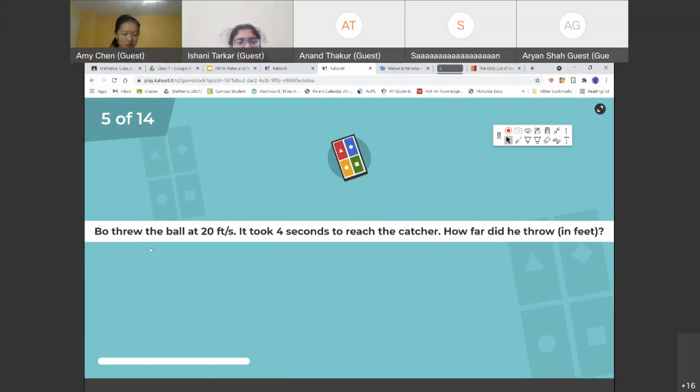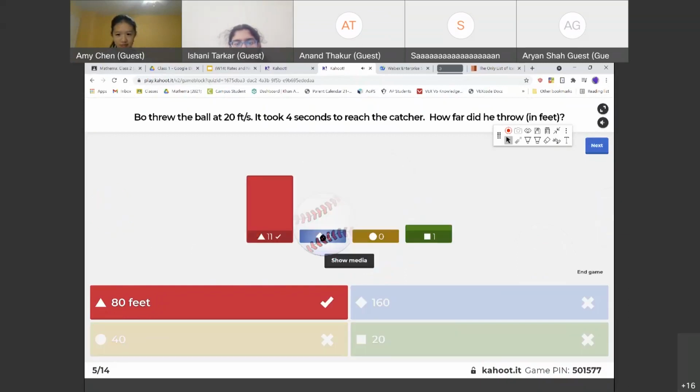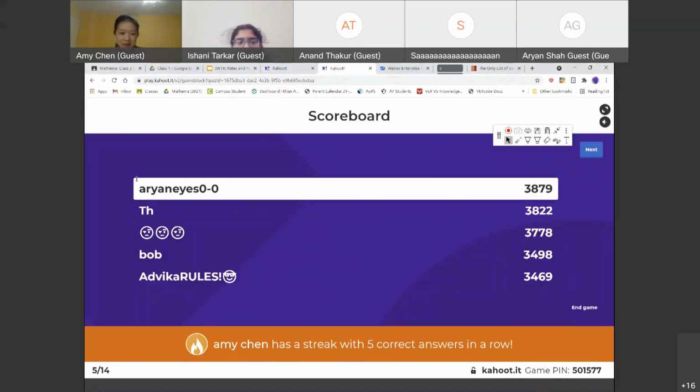Probably. Bo threw the ball 20 feet per second. It took 4 seconds to reach the catcher. How far did he throw in feet? This is an interesting graphic. Kind of looks like a baseball. Yeah. Okay, only one person got it. Obviously 80, since it's in feet. Oh, yeah. That's the only one in feet, yeah. I mean, the people who got it wrong probably just misclicked. Yeah.